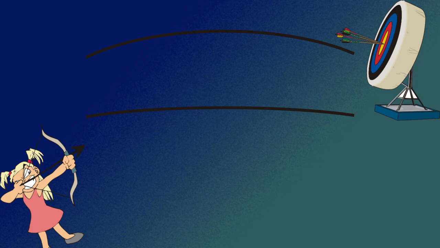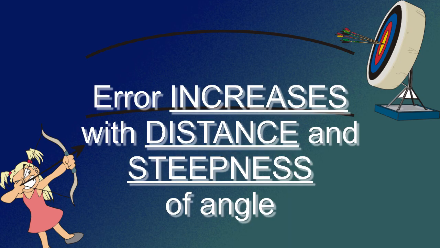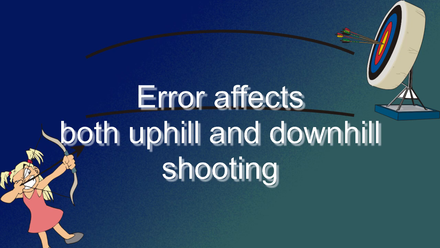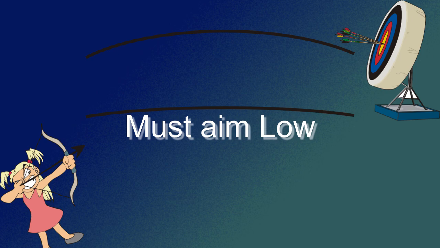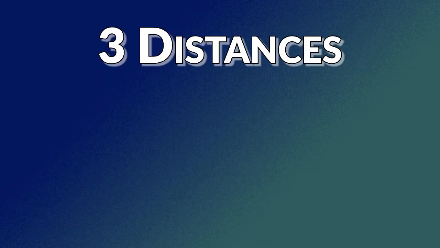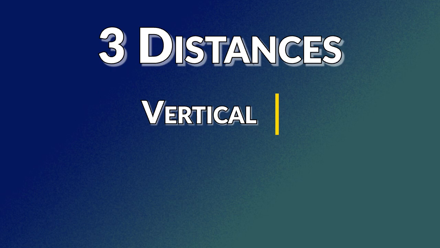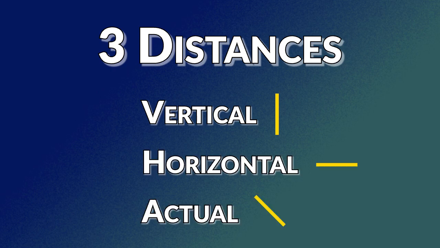The arc of the arrow crossing flat ground to the target will not put the arrow exactly on target when you are aiming significantly uphill or downhill at the same distance. The effect of this error increases with distance and steepness of the angle to a maximum of 60 degrees. This error applies to both shooting up and downhill. Either shooting up or down, you must aim low to hit the target if you're going to shoot the actual distance. What? There are three distances when shooting up or down: vertical, horizontal, and actual.